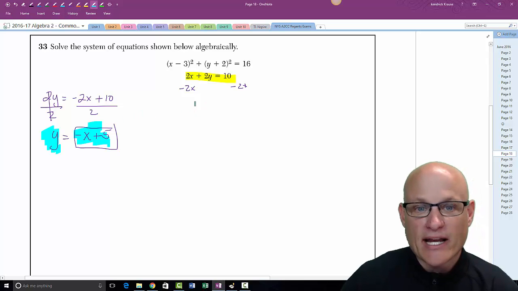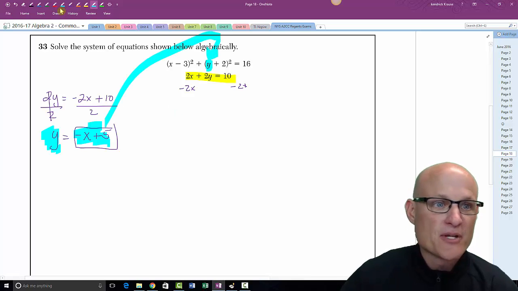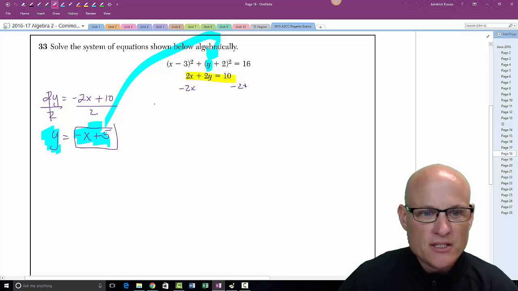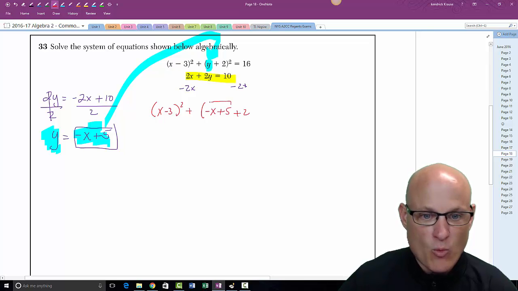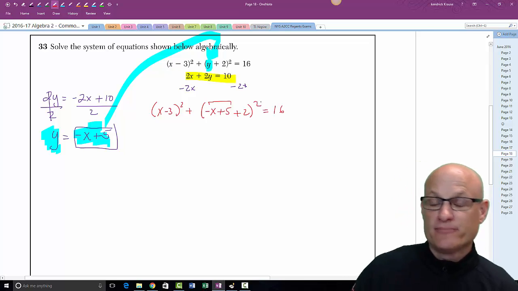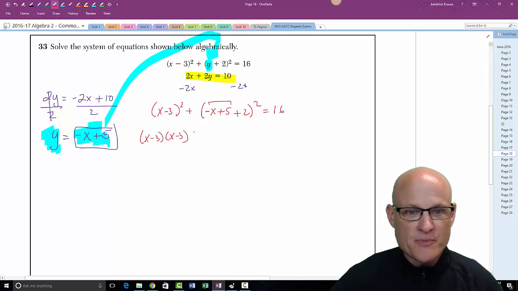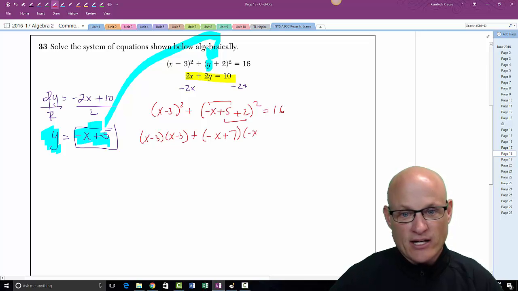Now this is y. This is what y is equal to. So everywhere I see a y, I can replace it. Oh, there's a y. I'm going to replace that. I'm going to plug that in for that one. So now I'm going to rewrite my original equation: (x minus 3) squared plus (negative x plus 5 plus 2) squared equals 16. Remember, this is that y I just created. And now I have an equation with only one variable, not that difficult to solve. So this is (x minus 3) times (x minus 3). You have to remember squared means write it twice, plus (negative x plus 7) times (negative x plus 7) equals 16.